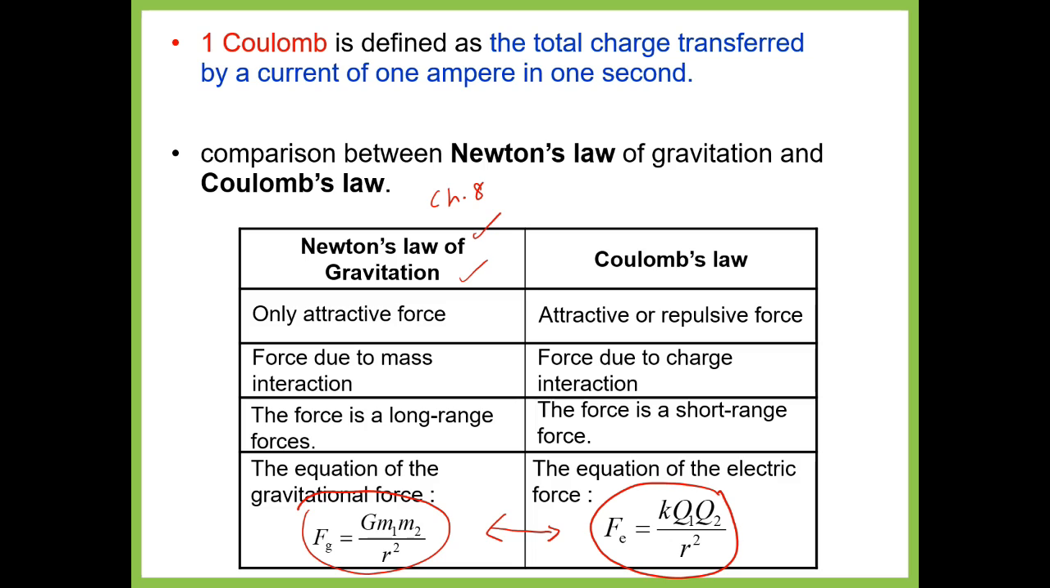And what are the differences? Newton's law only has attractive force, but Coulomb's law has both attractive and repulsive. Newton's law is due to mass interaction, but Coulomb's law is due to charge interaction. And Newton's law is a long-range force, and Coulomb's law is a short-range force.